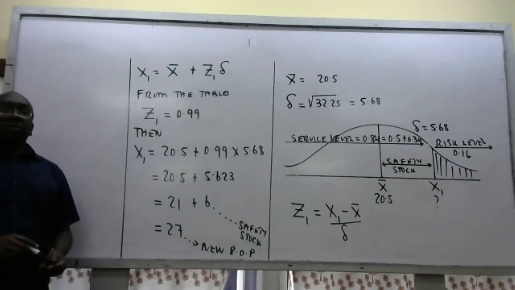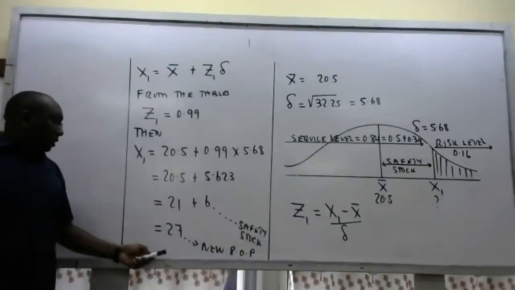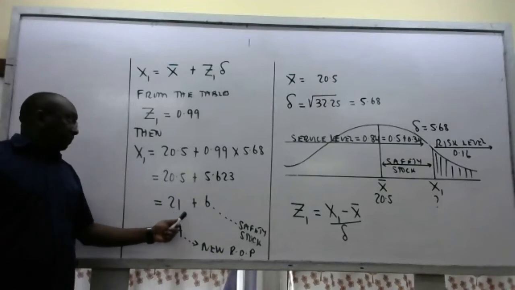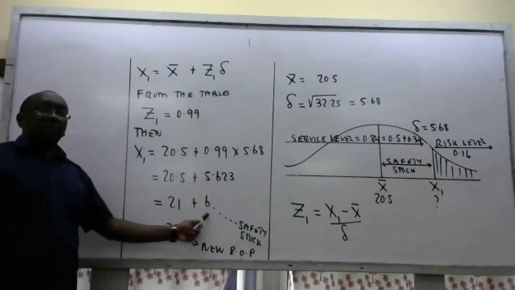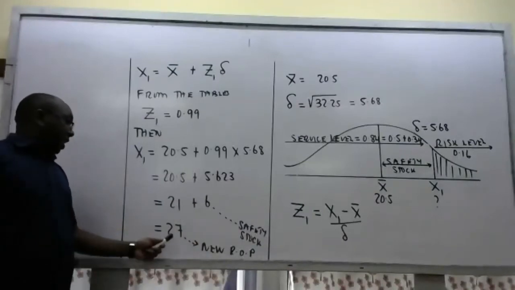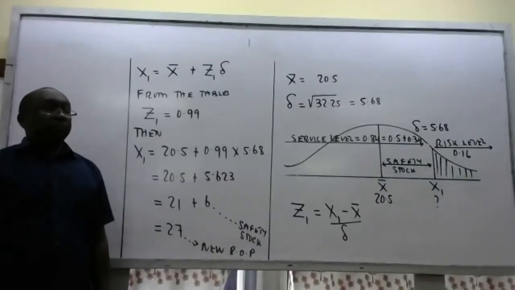Yesterday we were dealing with the formula of the new reorder point, where we were saying that it is the current reorder point plus the safety stock. So this then must be the safety stock. 21 is our current, and 27 is the new.